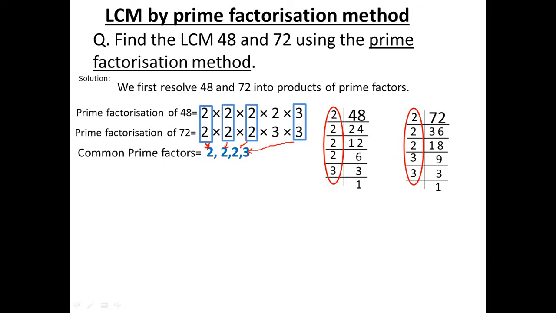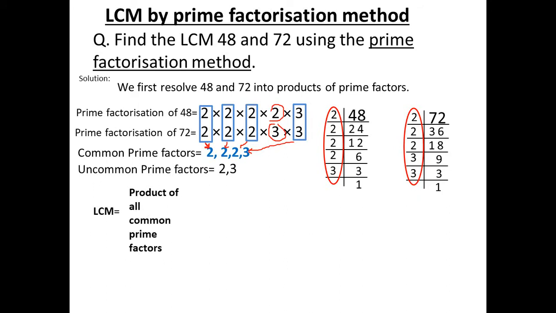Done. Common prime factors. Now let's think about the uncommon prime factors. So the uncommon prime factors are the prime factors which are not common, right? So here 2 is not common and this 3 is also not common, right? So we will write that also. So the uncommon prime factors are 2, 3. Correct? Now we need to find, what is our aim? To find LCM, right? So LCM equals, it is very simple.